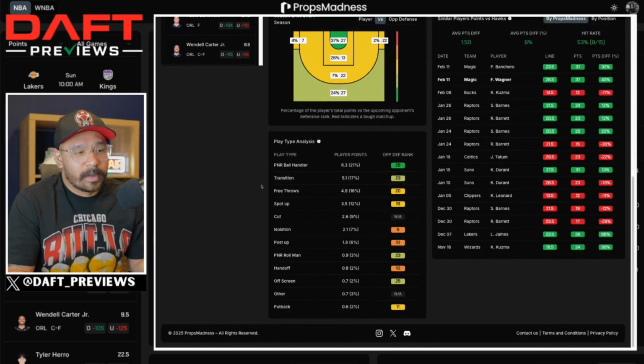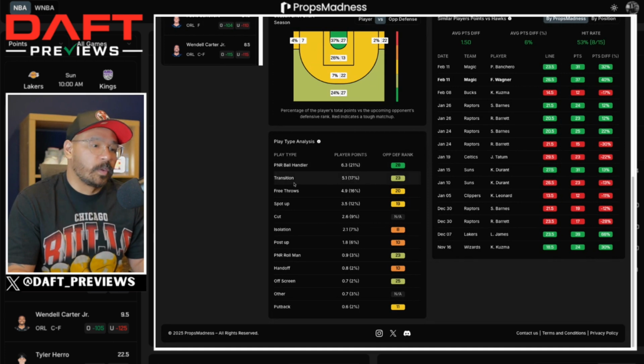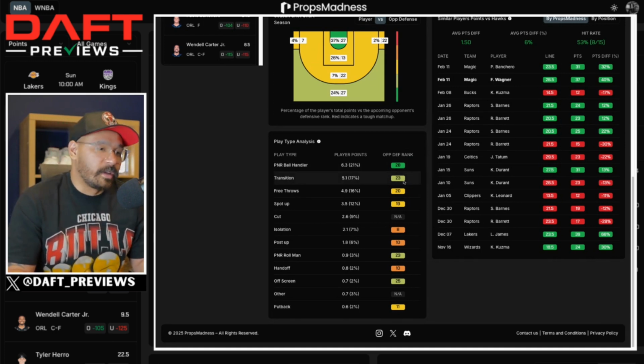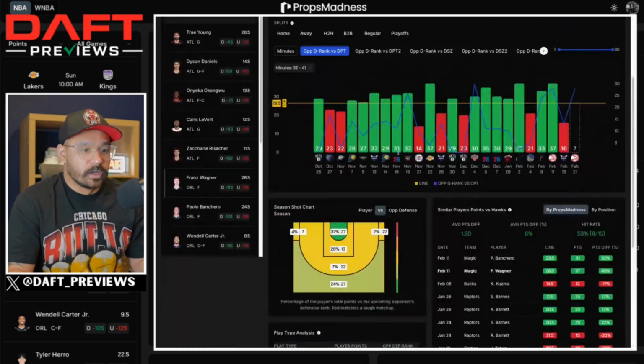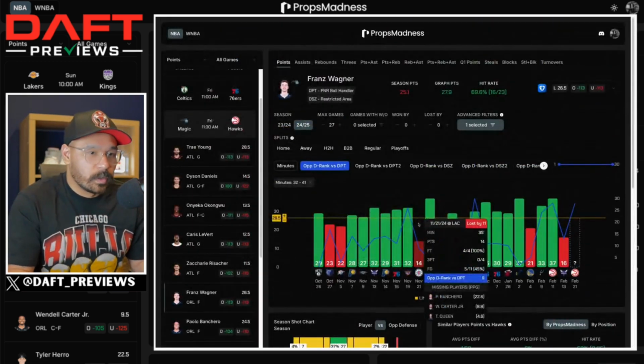Next, we have a play type analysis. So we know that pick and roll ball handler is his key play type, 21% of his points. And we know the Atlanta Hawks, 28 out of 30 teams, third most points allowed to the pick and roll ball handler. And we also have transition, which is the second one, 17% of his points. The Hawks, 8th in terms of points allowed in transition. So using what we know in this shot chart and the play type analysis, we can then get saucy with it when it comes to the graph.